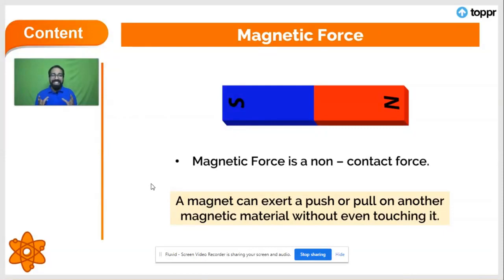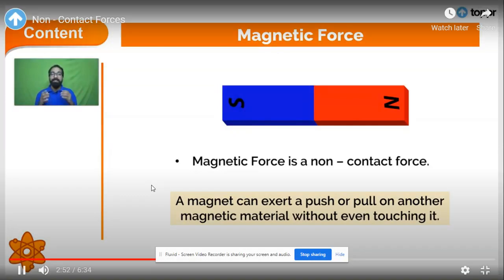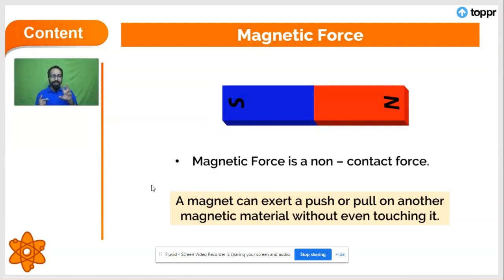Now you can very easily try doing this. Take two bar magnets and bring the north poles close to each other. You'll see that they exert a repelling force on each other without even touching each other. And now bring the north pole of one magnet and the south pole of the other magnet close to each other. You'll see that they'll apply some attractive forces on each other even when they're not in contact.